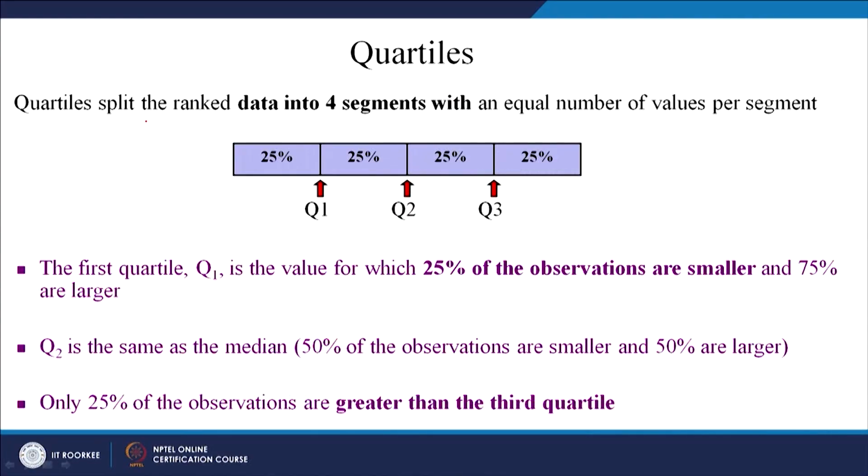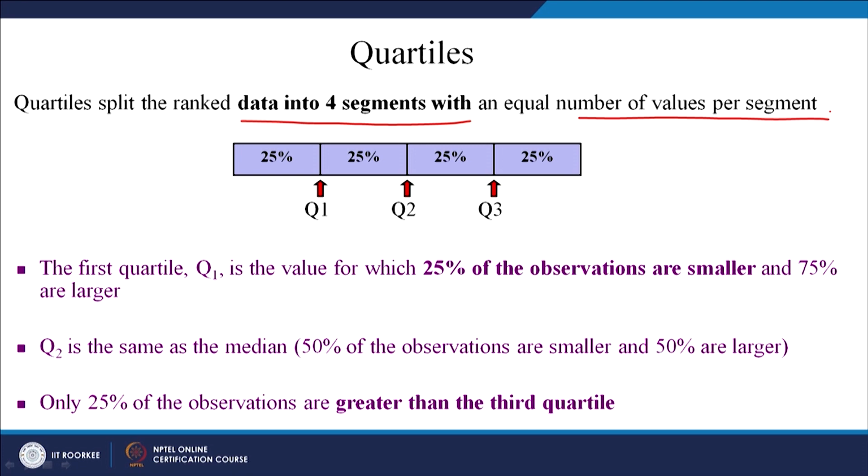What is quartile? In fact, in one of the classes I have already defined. If you divide your data into, let us say, 10 equal parts, then each part would be a decile. If you divide data into 4 equal parts, then each part would be a quartile. If you divide data into 100 equal parts, then each part would be a percentile. So, quartile splits ranked data into 4 segments with an equal number of values per segment.